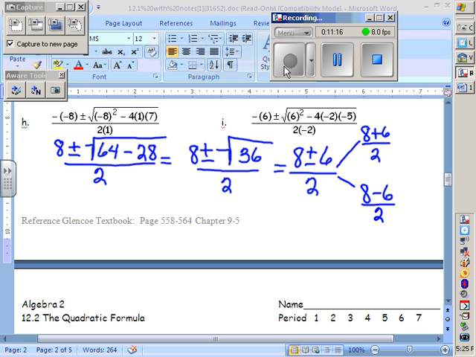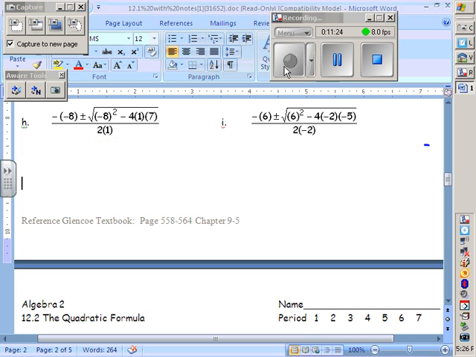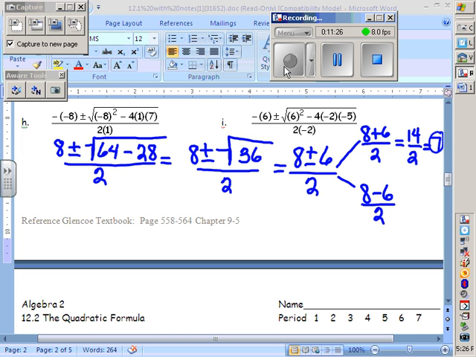That plus or minus symbol just means that you have to write it twice. So 8 plus 6 is 14 over 2, and 14 over 2 is 7. 8 minus 6 is 2, and 2 over 2 would equal 1. There are two solutions for that particular quadratic equation, and those solutions or x-intercepts are 7 and 1.